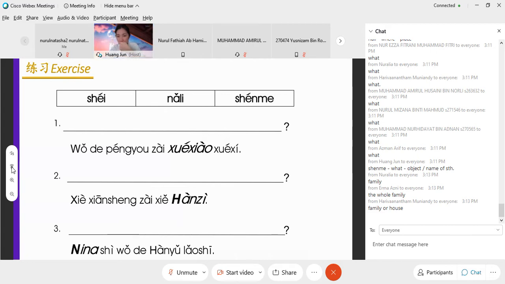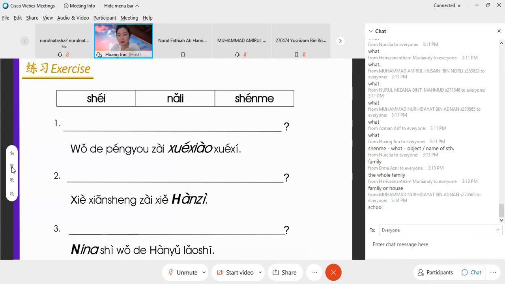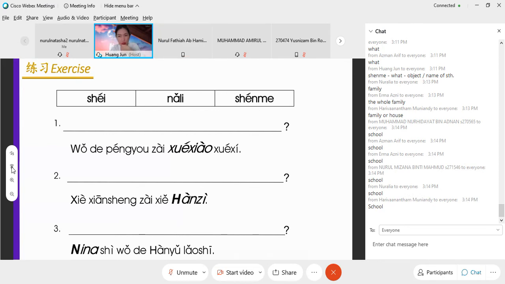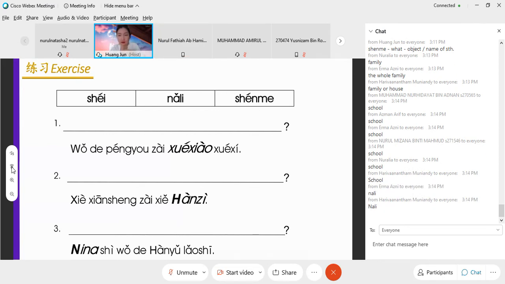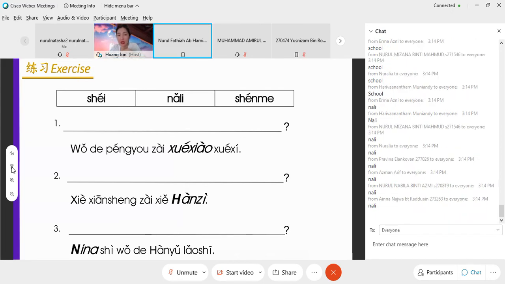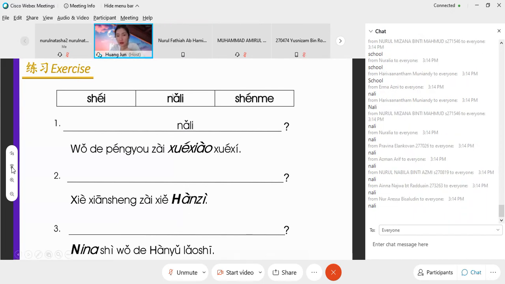学校. School, right? It's a place. So which question word will you use? Very good. We use 哪里 here, right? They ask you to find the question word for 学校, so we know it's 哪里.